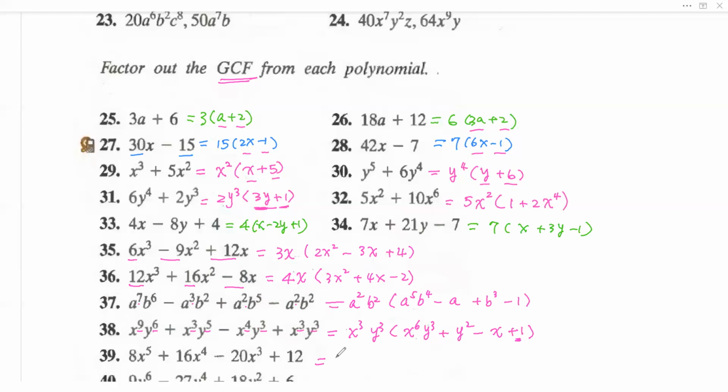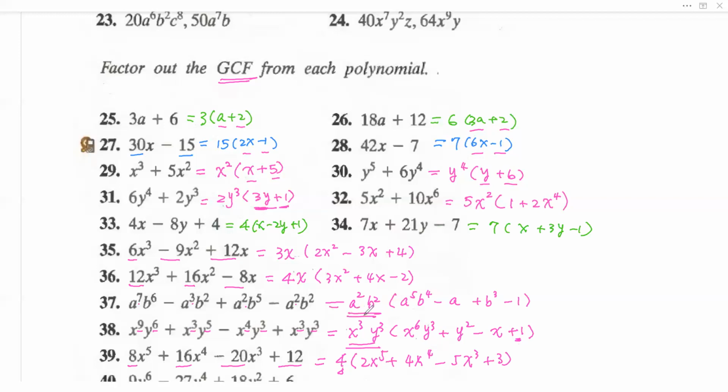Let's see 39. So you can see the greatest common factor is what? 4, right? What about x? x. The last one has no x, so there should be no x here, right? So here it became 2x to the power 5. The second one is 4x to the power 4. And the third one is 5x cubed. And the last one is 3. Right? So we can find the greatest common factor and put it in front.